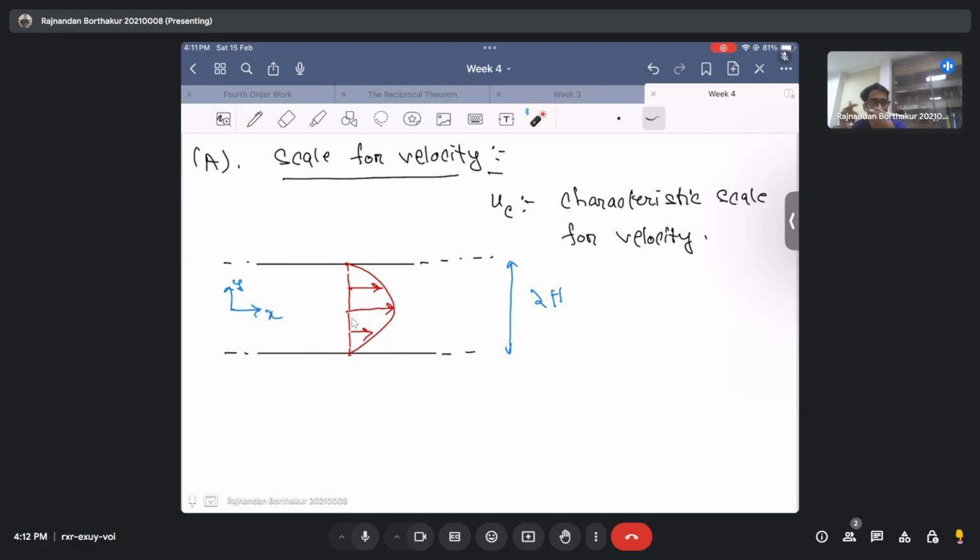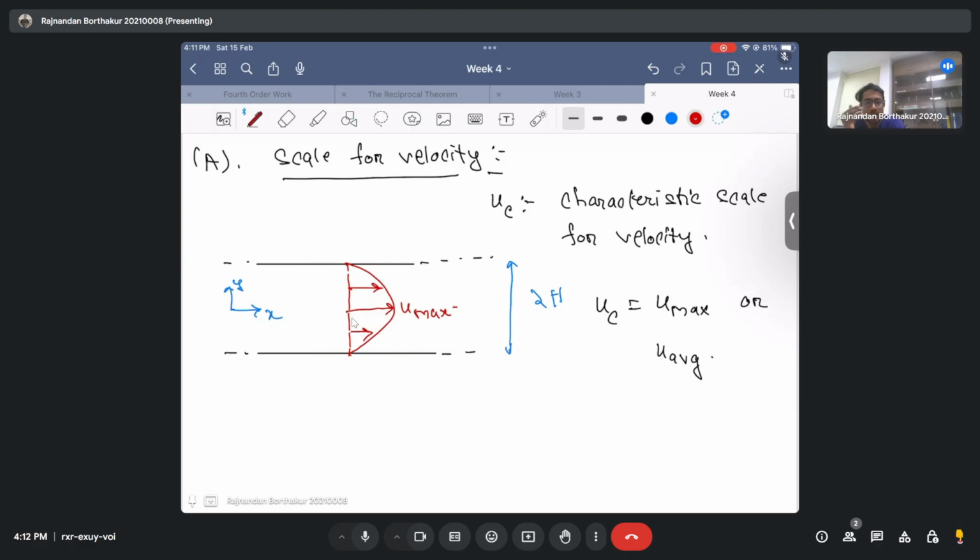And for establishing that range, I also need to think about a quantity that will essentially characterize this velocity field, and this is basically the characteristic scale for velocity. So I can choose my UC as either the U max or the U average. Now that is up to you what you will choose. U max is basically the velocity at the center line, and U average is just 2/3 of U max in case of flow through parallel plate channels.